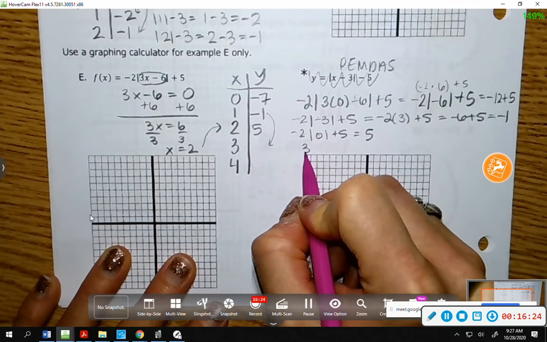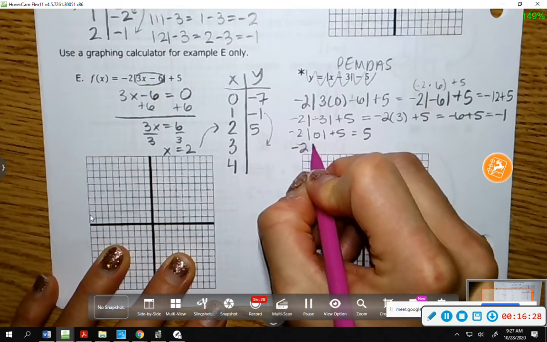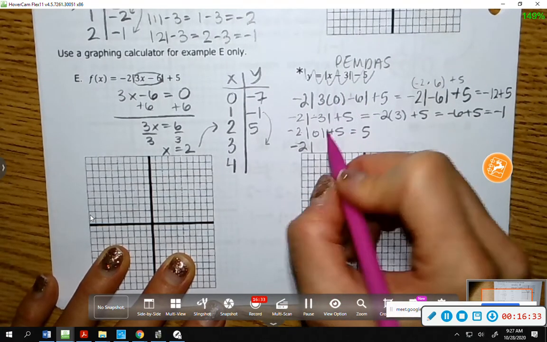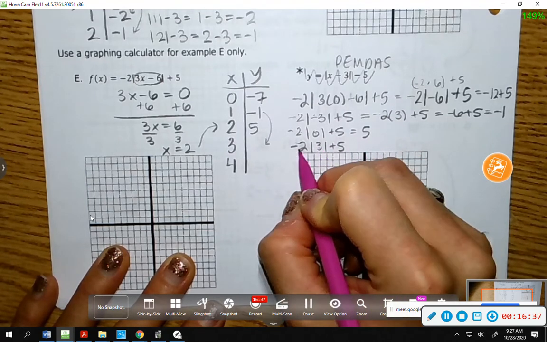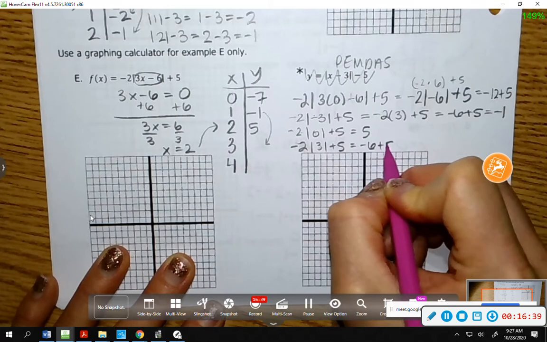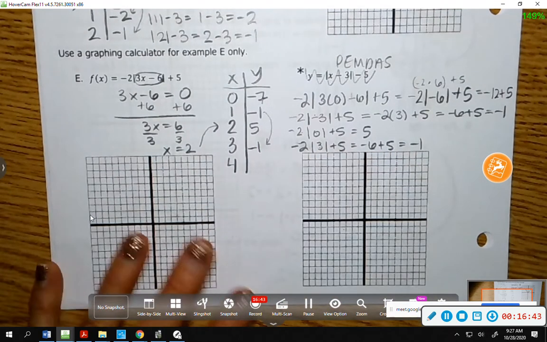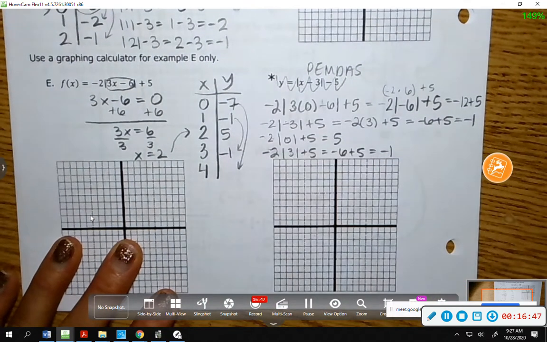So negative 2 times the absolute value. 3 times 3 is 9. 9 minus 6 is 3. So the absolute value of 3 is 3. 3 times negative 2 is negative 6. Negative 6 plus 5 is negative 1. That's a good sign. That means we probably got the vertex in the middle of the table. And then we should get a negative 7 here.